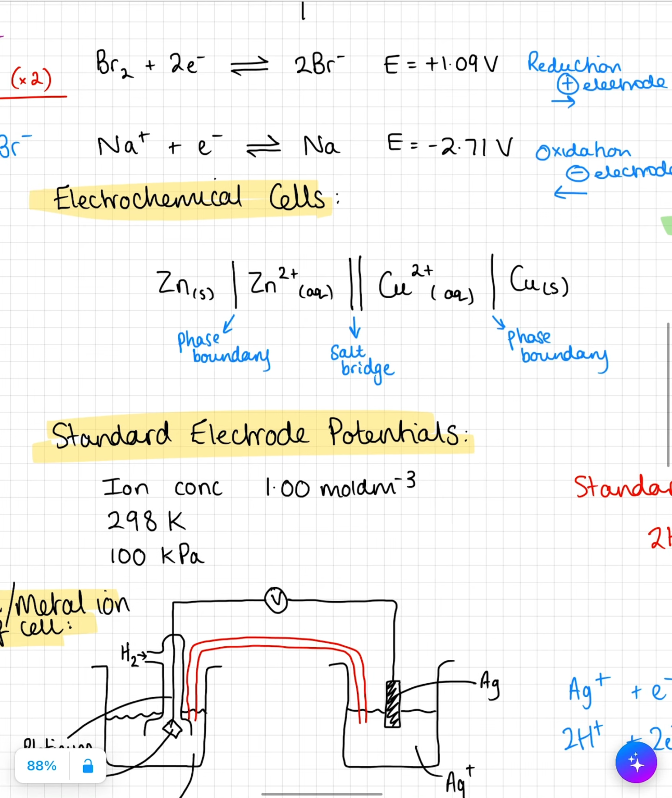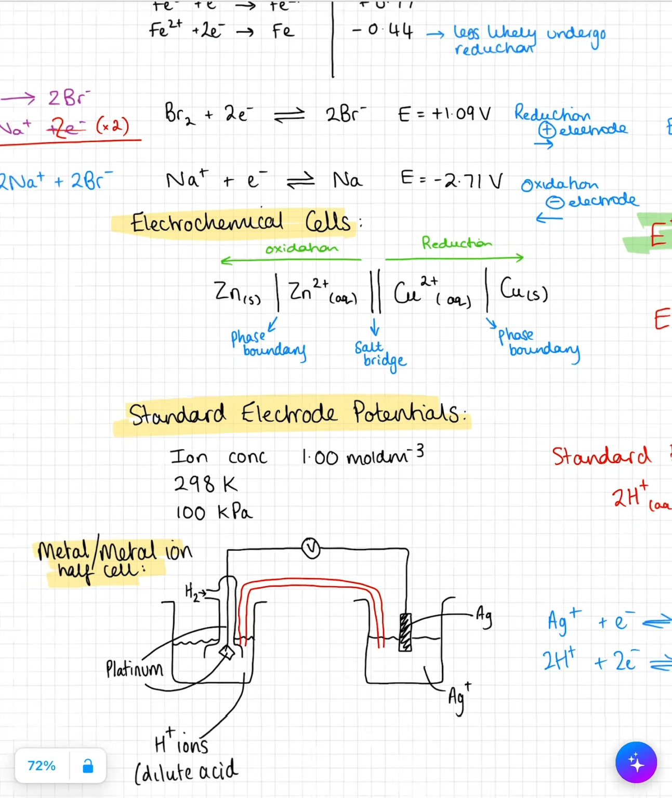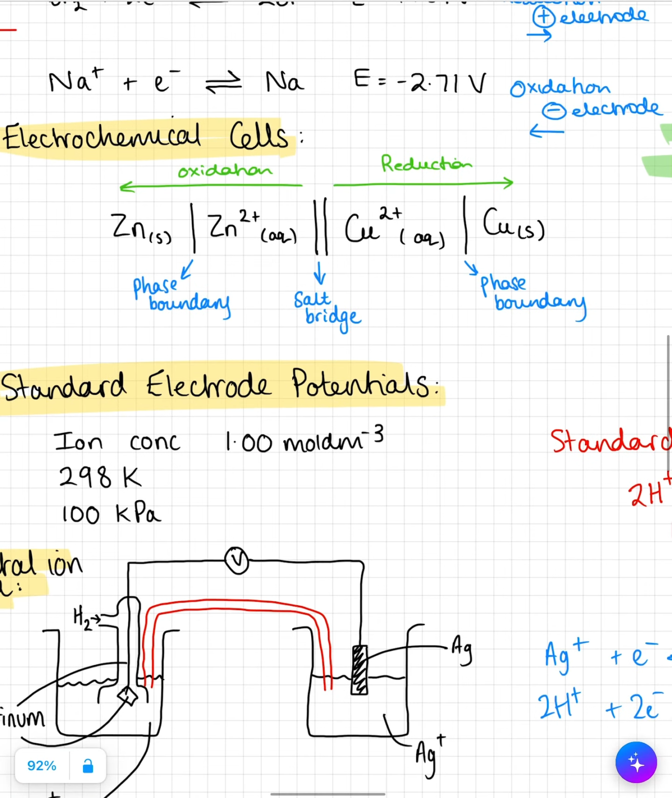Now, what happens next is anything to the right hand side is representing what's getting reduced, so the reduction reaction is on the right hand side. Then we've got our left hand side, which would be the oxidation part, whichever gets oxidized. We also put the ions with the highest oxidation number closest to the boundary, the salt bridge.